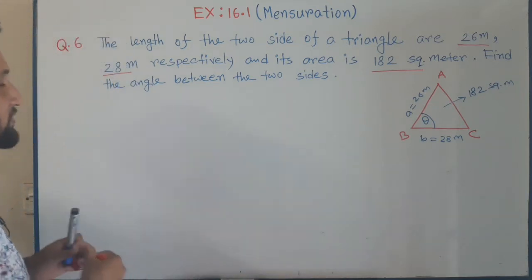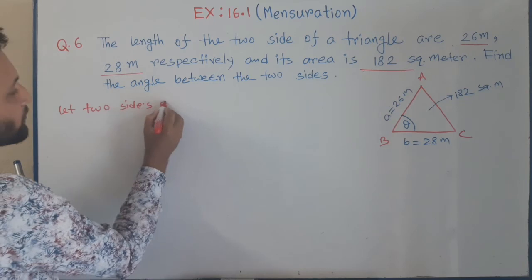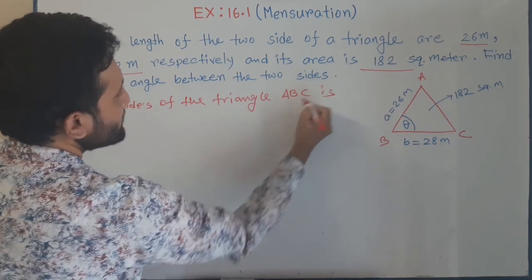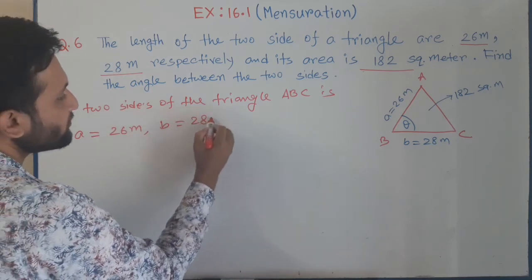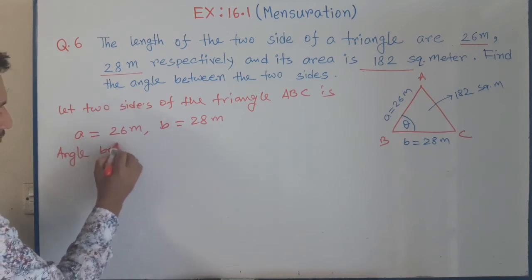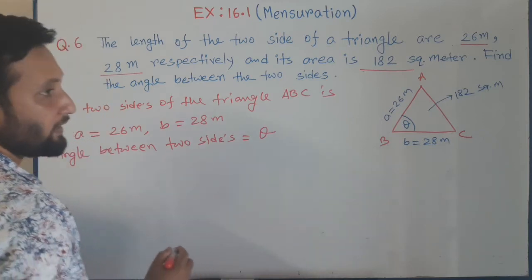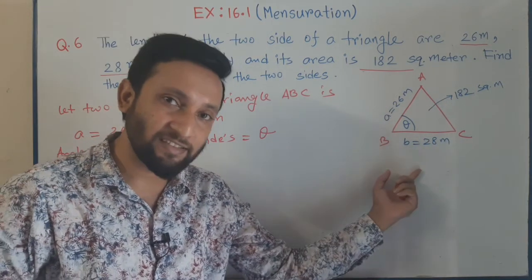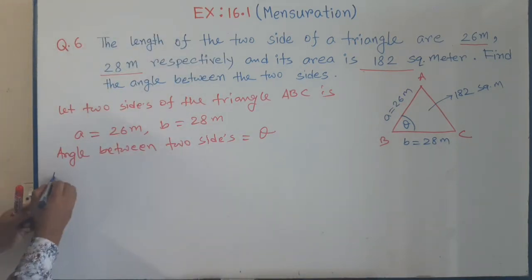Okay, so follow the solution process. Let two sides of the triangle ABC be a equal to 26 meter and b equal to 28 meter, and the included angle between the two sides equal to theta. Here the area of this scalene triangle is also given, 182. We already know that if two adjacent sides and the angle between them are given, we can write the area of the triangle.